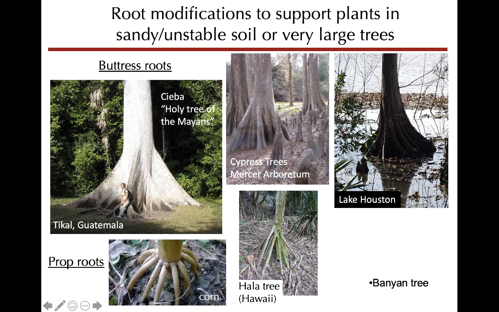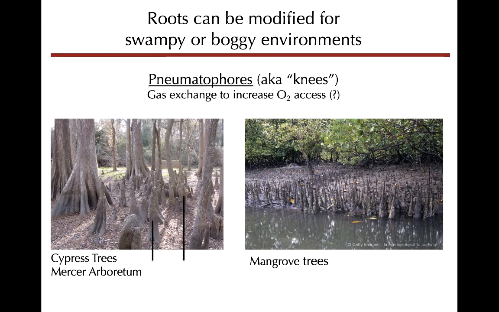It's a hollow tree in Hawaii. You also have roots that help plants get oxygen, or probably. This is probably their function. So the pneumatophores. Pneumo is always meaning like lung. It's going to be the oxygen gas exchange.